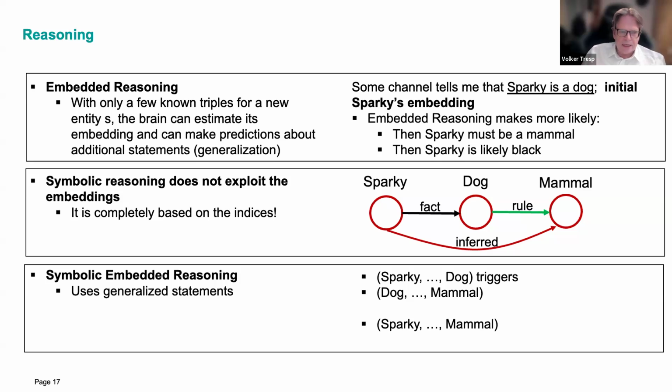We also would make a clear statement what symbolic reasoning is. So symbolic reasoning would be reasoning which only uses the indices without the embeddings. So if Sparky is a dog, then we can infer that Sparky is a mammal, and we don't need any embedding vectors for that. Currently, we don't have a model for that, but I think it's nice to have a clear separation of this embedding-based reasoning and symbolic reasoning. Then we also have symbolic embedded reasoning, which essentially means that if Sparky triggers dog, then dog triggers mammal, and the brain can conclude that Sparky is a mammal. So we have these two triples which trigger each other, and we get a little bit of this subclass generalization.